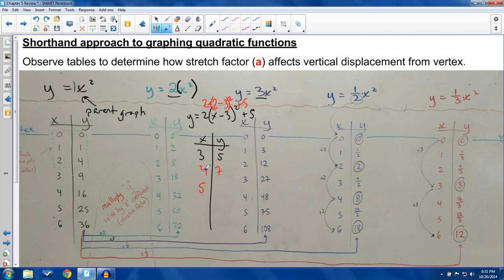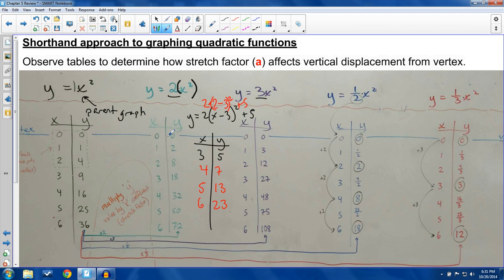Plug in 5, try the same thing. 5 minus 3 is 2. 2 squared is 4. 4 times 2 is 8. 8 plus 5 is 13. And I'll plug in one more point to really get my point across. 6 minus 3, 3 squared is 9, times 2 is 18, plus 5 is 23. So here are a set of points.